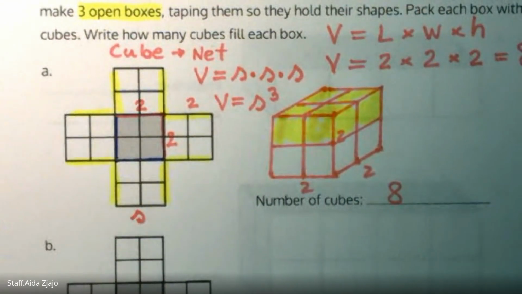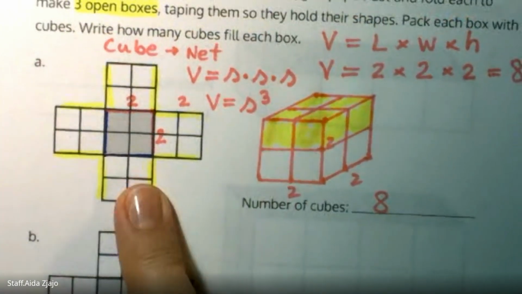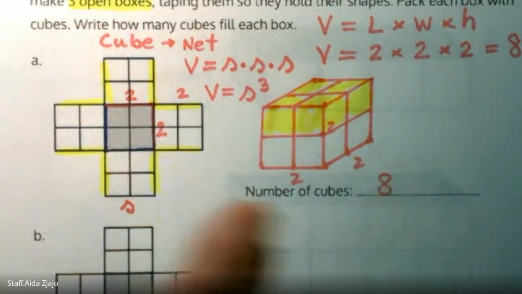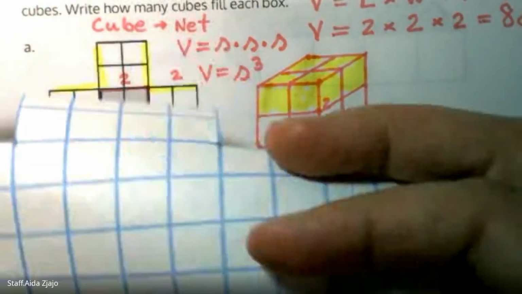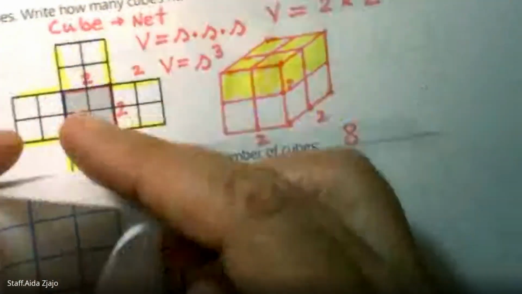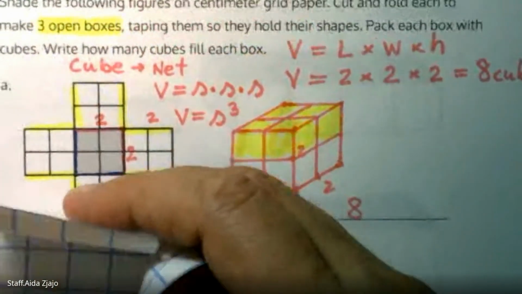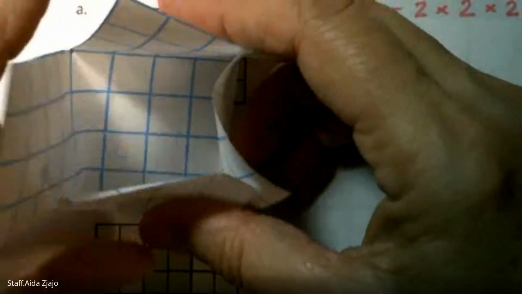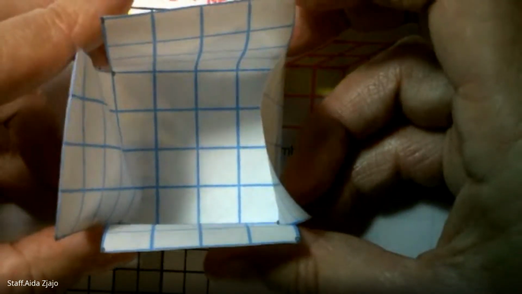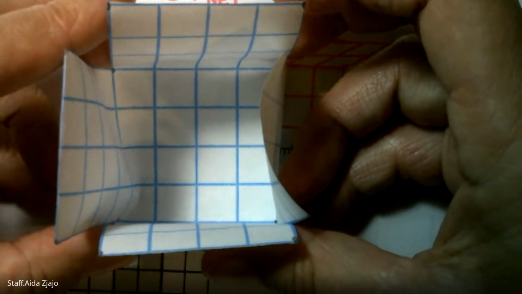Okay. So you will figure out that if you really cut the net and tape the sides, like in this one, you can do that, and you will create a cube that is open. You can put the little cubic units inside.